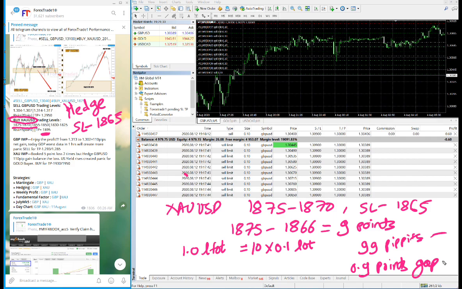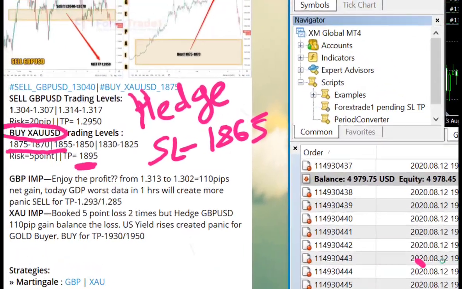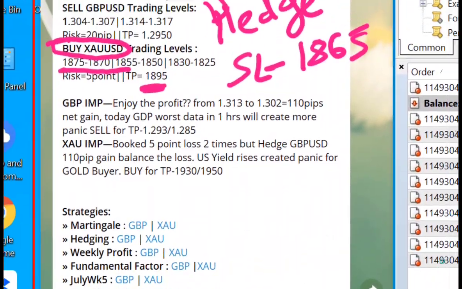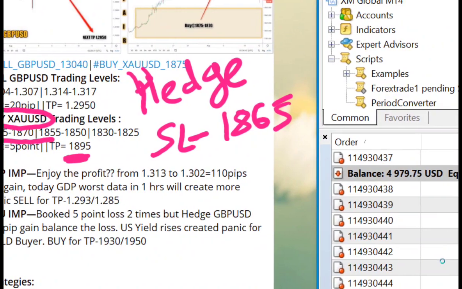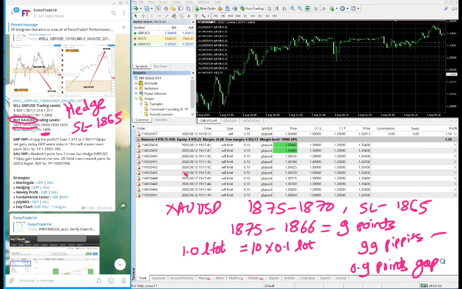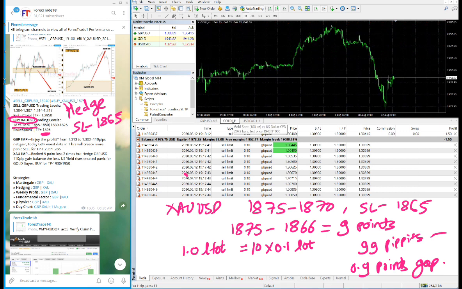This is the zoomed-in screen so that you can verify: SL 1865, entry 1875, up to 1866 we will enter. Now we will set the chart and open our indicator, the Forextrade1 plugin.